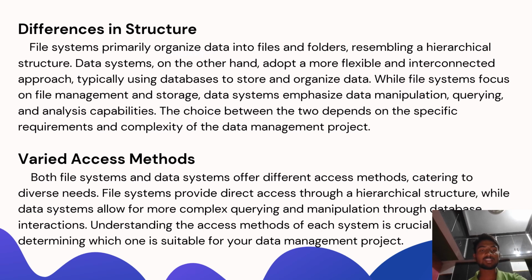The difference in structure. The file system primarily organizes data into files and folders, resembling a hierarchical structure. A database system, on the other hand, adopts a more flexible and interconnected approach, typically using a database to store and organize the data. While the file system focuses on file management and storing data, the database system emphasizes data manipulation, querying, and analytical capability. The choice between the two depends on specific requirements and the complexity of data management projects.